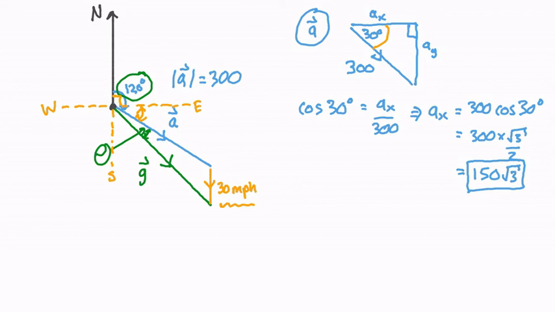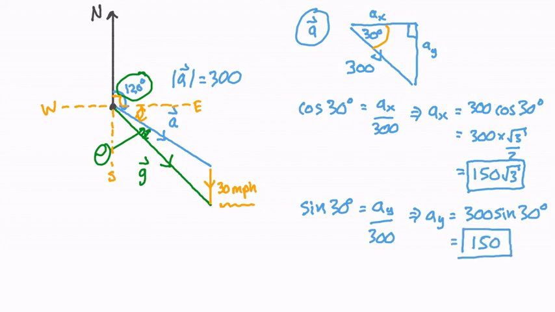Okay, let's look at Ay now, the y component. Sine of 30 is the opposite side over the hypotenuse, which is Ay over 300, which again, multiply both sides by 300 and we get 300 sine 30. Now sine 30 is a half, so that equals 150. So the airplane's speed, if you like, in the easterly direction is 150 root 3, and in the southerly direction is 150 miles per hour. So we've worked out what the components of the A vector are.